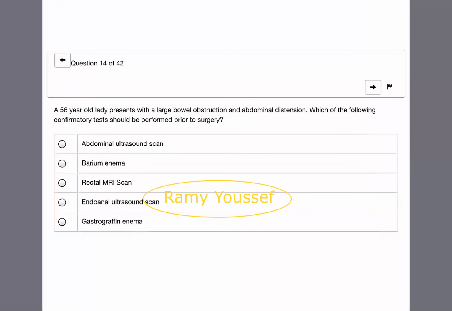Okay. Next question, Dr. Ahmed. Okay. 56 years old lady presents with large bowel obstruction and abdominal distension. Which of the following confirmatory tests should be performed prior to surgery?